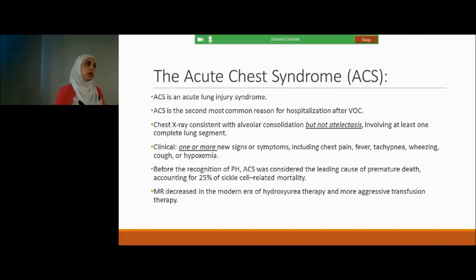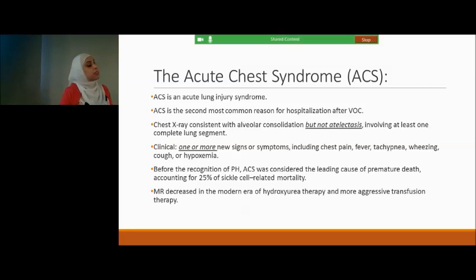And for us, when we start with the chest x-ray, it's going to be alveolar consolidation that involves at least one segment of the lung. And this consolidation, as I stress on consolidation, it is not atelectasis. So you have to be able to differentiate on the chest x-ray when you have this patient, is this atelectasis or alveolar consolidation that matches the definition of acute chest syndrome.